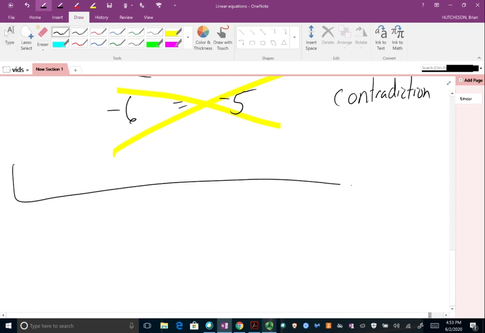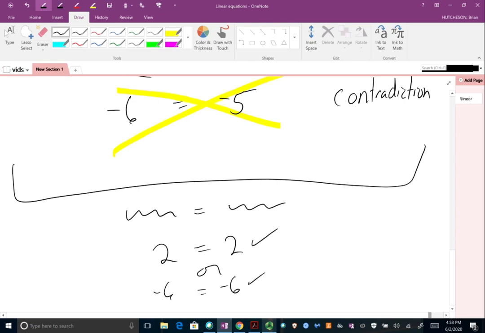So what happens if I worked up an equation and all of a sudden I got like 2 is equal to 2 or -6 is equal to a -6? All of these are true. If you ever get something where the x's go away and you get a number is equal to the same number, 0 is equal to 0 is also very much suitable. We call this guy the identity.